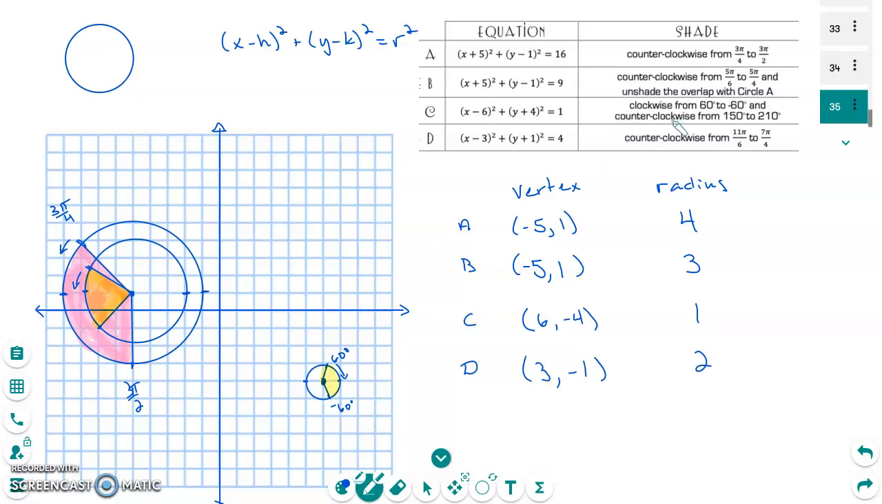All right, then we have another thing here, counterclockwise from 150 to 210. So if we think about where 150 is, well, this is 180, so 150 is going to be about right there. And if this is 180, 210 is going to be 30 degrees past there. We're going to start at 150 and go counterclockwise, backwards from the way the clock goes. All right, so we're going to do this.